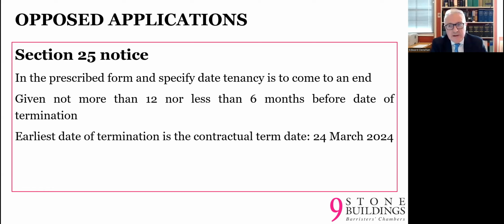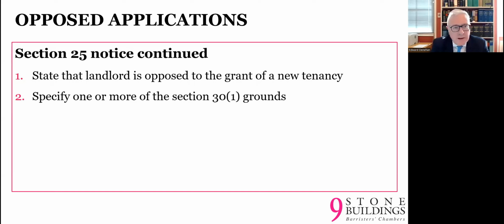It's expressly provided in Section 25 that when a landlord is opposing the grant of a new tenancy, it must state that it is and specify one or more of the grounds in Section 30, subsection 1, upon which the landlord will seek to rely to oppose the application. The prescribed form is a tick box and cross through multi-choice exercise. So what needs to be specified in it is self-evident, I would suggest, from the form itself.